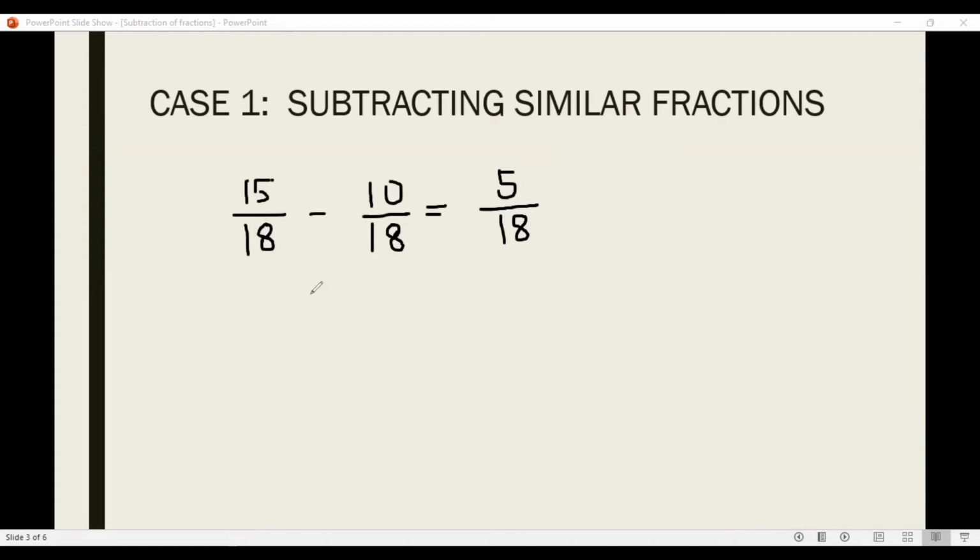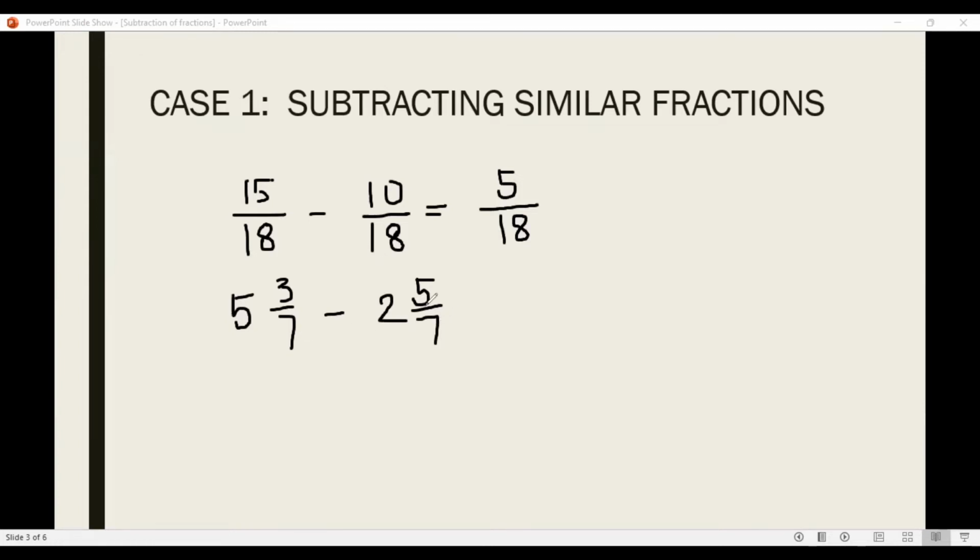Okay, so these are again similar fractions. Now, what if there are whole numbers involved and we are still dealing with similar fractions? Let's say, for instance, 5 and 3 over 7, and we are subtracting from this 2 and 5 over 7. This is now an example wherein the denominators are still the same, so we may say that they are still similar.